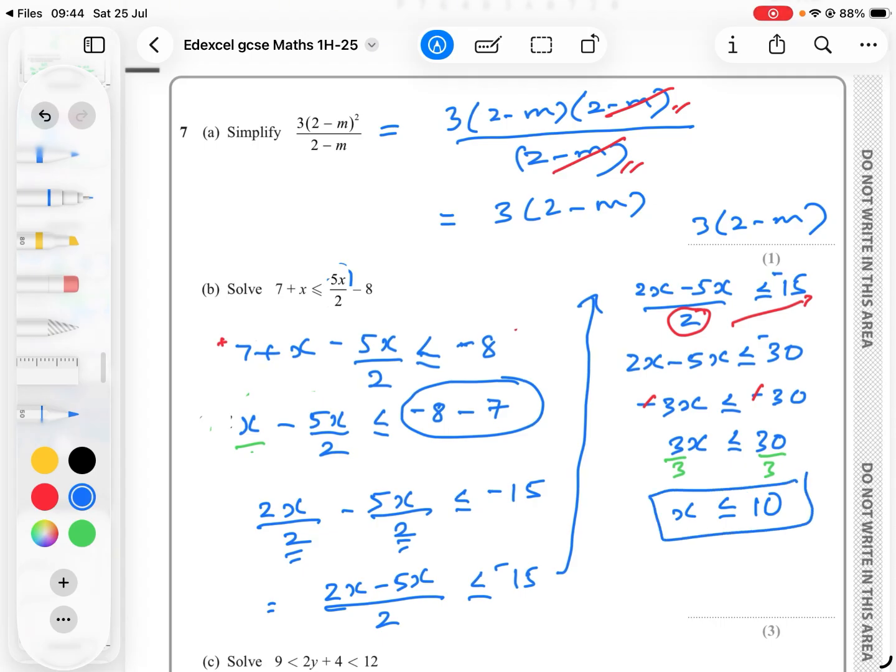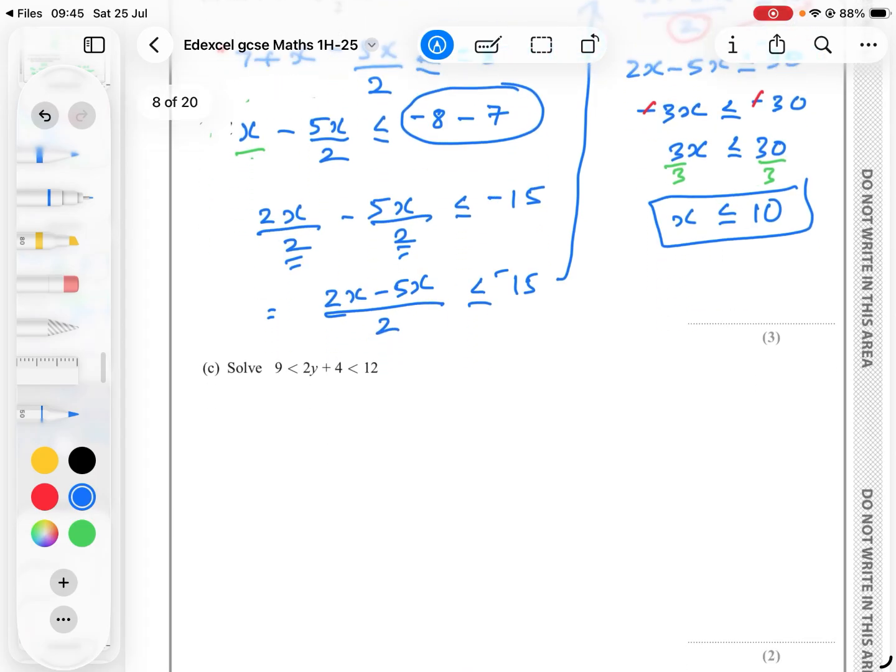Now C part. So in this, solve 9 less than 2y plus 4 less than 12. So what you have to do now, you need to move the 4 to both sides. Right. So that means 9 less than 2y plus 4 less than 12.